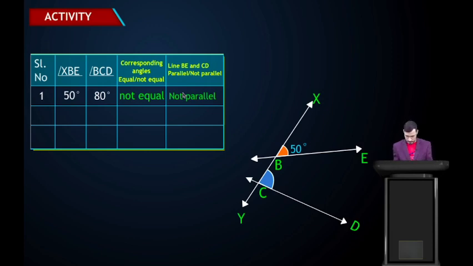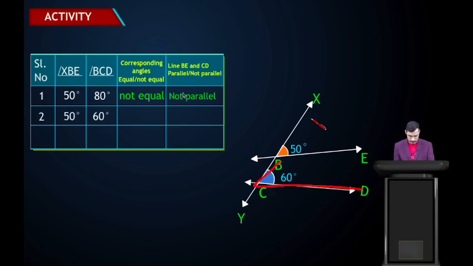Now when angle BCD is 60 degrees and angle XBE is 50 degrees, the corresponding angles are not equal here. One angle is 50 degrees, another is 60 degrees, so not equal. So BE and CD are not parallel here.